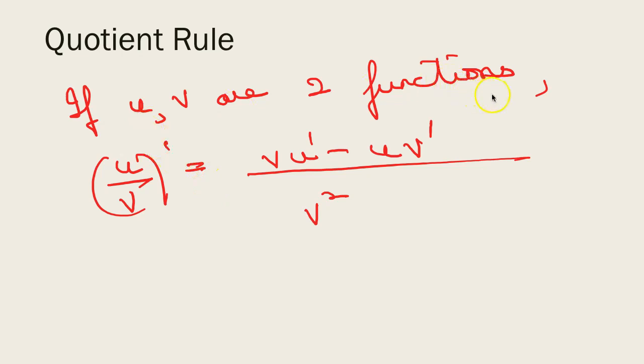Next we come to the quotient rule. If u and v are two functions, u by v, derivative of u by v, so your denominator is v squared, numerator is vu dash minus uv dash.